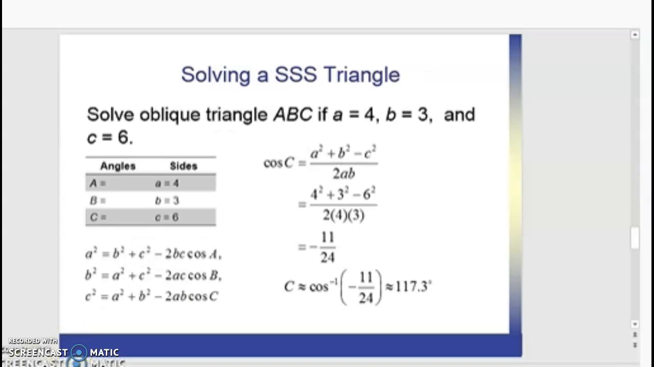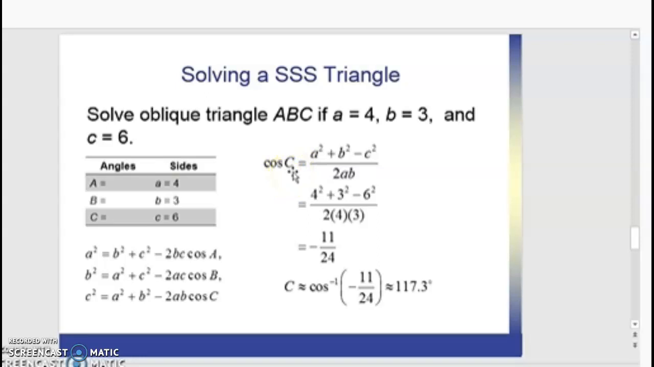Looking at another example of using the law of cosines to solve a triangle. This time, we are given the measure of all three sides, but we are not given the measure of any angles. So we have to begin by finding the measure of an angle. It doesn't matter which angle you try to find first. As you can see, I went with angle C.